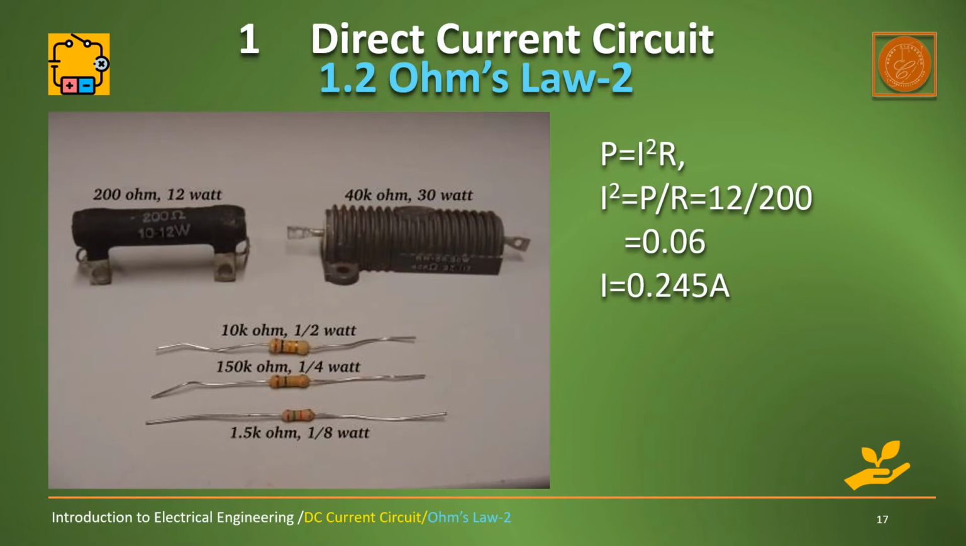Real resistors look nothing like the zigzag symbol. Instead, they look like small tubes or cylinders with two wires protruding for connection to a circuit. Here is a sample of different kinds and sizes of resistors. You see, this one is like a tube resistor. The value of the resistor is 200 ohm, and it shows 12 watt.